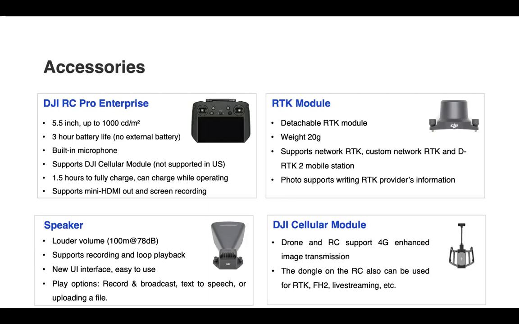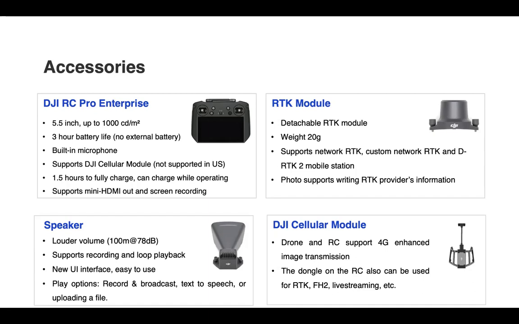On the speaker side, overall louder volume compared to the preceding speaker, supports both recording and looping whatever you have played back. A new interface overall on the UI side, and it's very easy to use. So you can either record and then broadcast using the RC Pro Enterprise. You can do text to speech or upload a file for that speaker. Common questions on that, just a reminder, it is a one-way speaker, and it is something you would talk and then it would transmit, but you can also loop that as well or have files saved to play as needed.